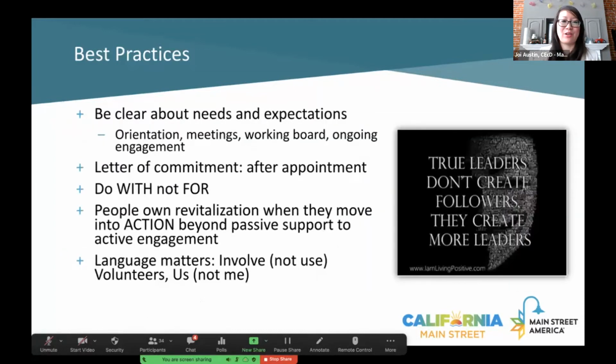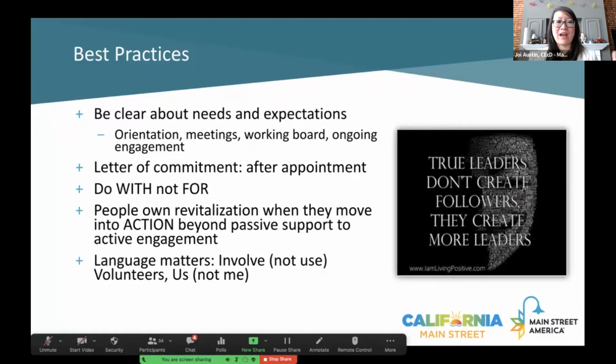And then, going back to being clear about needs and expectations. What does orientation look like? What do meetings look like? What is it like to be a part of a working board? And how do I engage those board members throughout the year? We also say, have a letter of commitment, knowing that these are the different things that person is agreeing to, the meetings and the structure, and that they're potentially going to be involved in a committee.